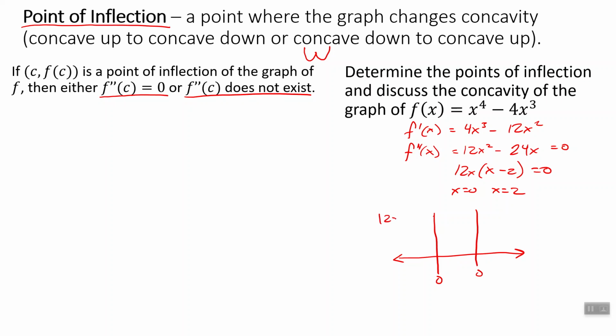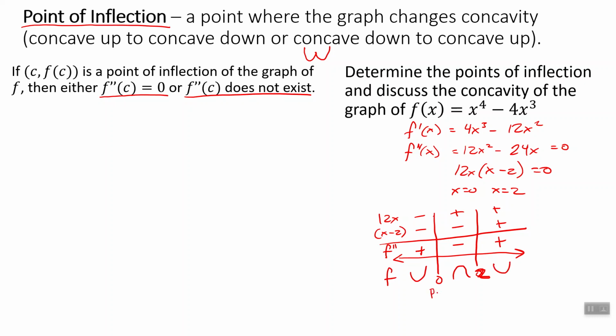We've got 12x as a factor, and we've got x minus 2 as a factor. So 12x is negative, oops, should be a 2 here, 0 and 2. Negative, positive, positive. This guy is going to be negative, negative, and then positive after 2. So that means our second derivative, f double prime, is, 2 negatives make a positive, negative in the middle, positive on the outside. So that means our original function will be concave up, concave down, concave up.